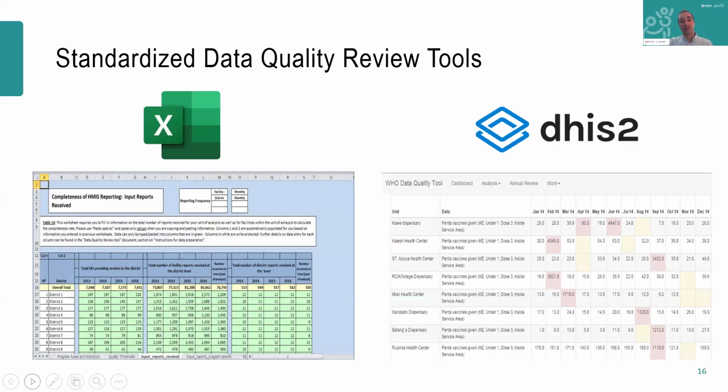The DQR metrics have also been incorporated into DHIS2 as a part of the WHO Data Quality app. This app can be used for cross-cutting or program-specific discrete assessments, and it can automatically generate data quality reports. The WHO Data Quality app is the tool that's recommended to be used for continuous monitoring rather than the Excel tool, since it allows users to detect and make corrections to errors in aggregation and reporting in real time or nearly real time. Instructions on how to set up and use these standardized data quality review tools are available on the WHO website. Next slide, please.